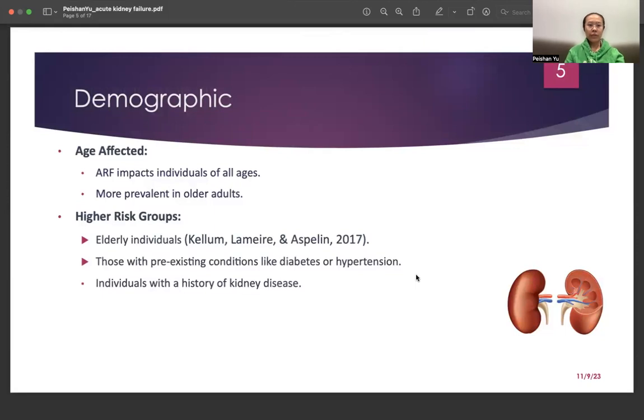So the demographic: it affects individuals of all ages, but it's more prevalent in older adults. In the United States, the incidence is estimated at around 200,000 cases per year. The elderly, those with pre-existing conditions like diabetes or hypertension, and individuals with a history of kidney diseases are at higher risk. Globally, incidence varies, with developing countries facing higher burdens due to infectious diseases. So targeted prevention strategies and early management are crucial for mitigating its impact.